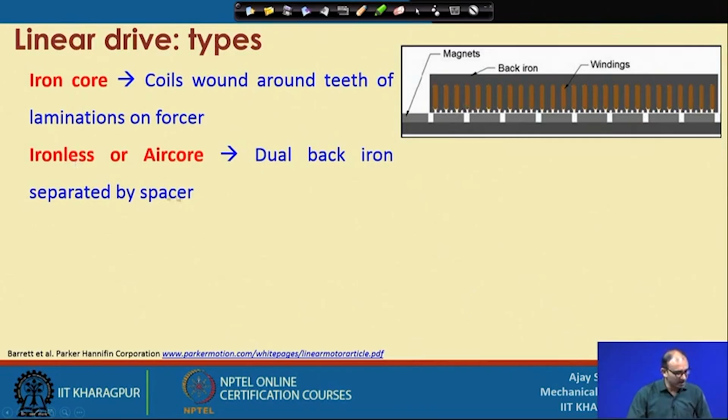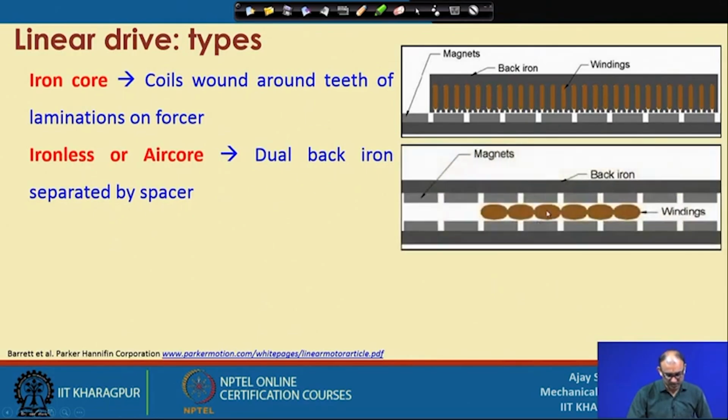The second one is called the ironless or the air core. Why is it called ironless? Because we are not using iron here. So, dual back iron separated by the forcer. This is the same thing, but this is the front view, and this one is the top view. So, we are looking from the top. We will see this in more detail in the next few slides.